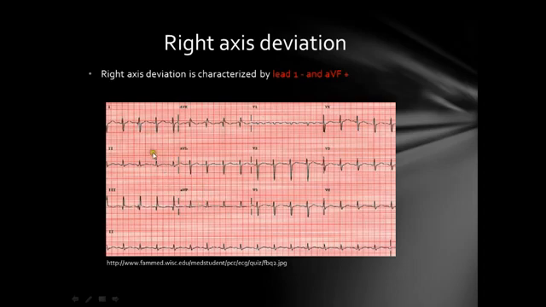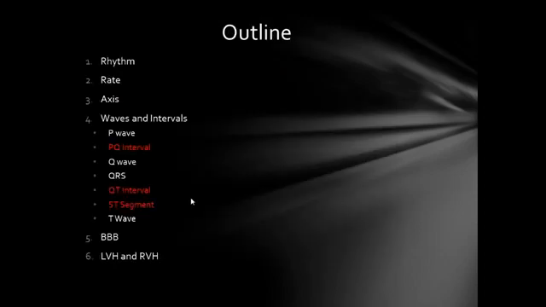Right axis deviation, so you can see here in lead 1 you get one deflection upwards, one downwards, but you look at the longer one. The longer one is going downwards, so this is called negative deflection of QRS. So lead 1 is negative. AVF is positive. This is right axis deviation. Great. Now we're done with the rhythm, the rate, and the axis. With practice, you have to do all of these in 10 to 15 seconds max. And it's going to be easy work with practice, of course.